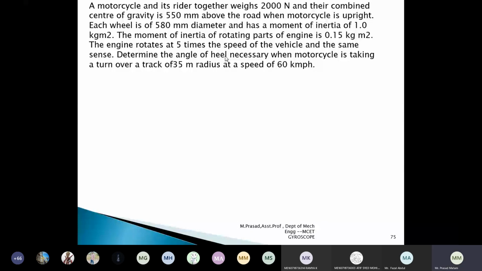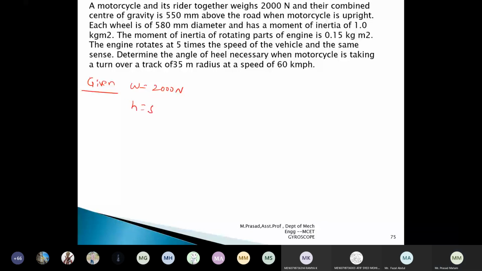So the engine rotates at 5 times the speed of the vehicle in the same sense. Determine the angle of heel necessary when the motorcycle is taking a turn over a track of 35 meter radius at a speed of 60 km per hour. So always write the given data here. Solve with me parallelly. Take the pen and calculator. So here W is given as how much? 2000 newtons.